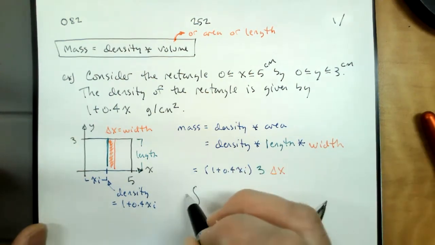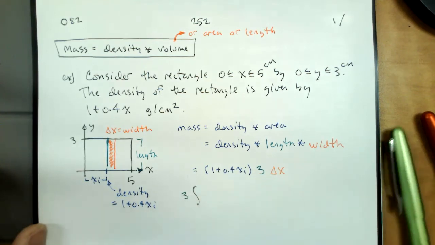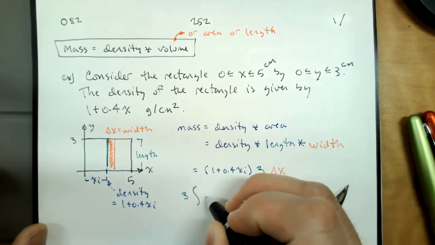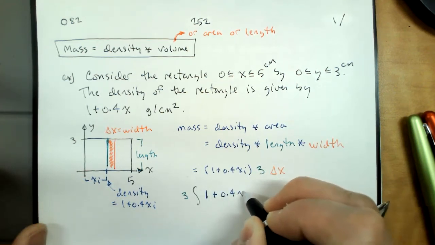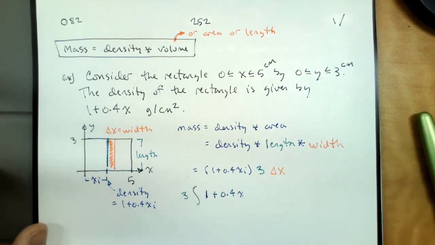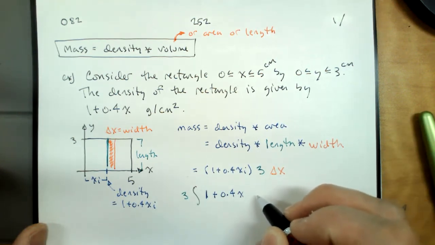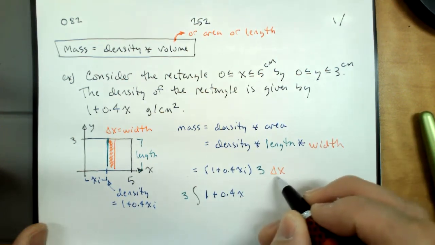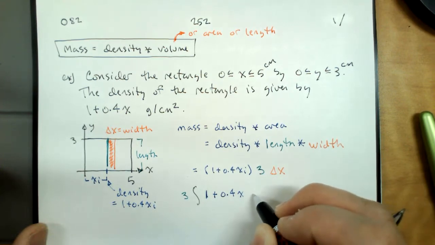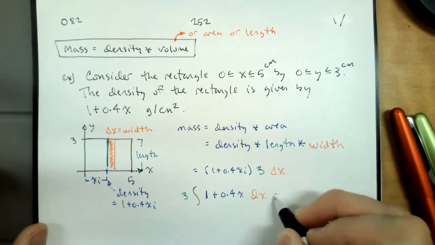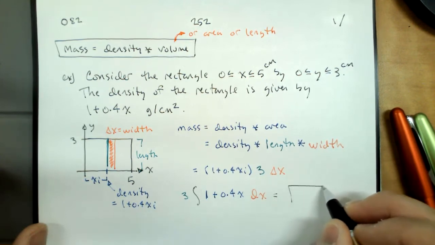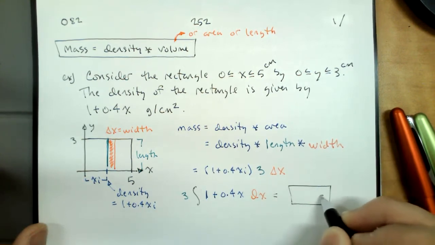We factored out the 3. And we're just integrating the density over the width. Some of the details: my discrete xi became a continuous x, and my discrete delta x became a continuous dx. And this was some number of grams.